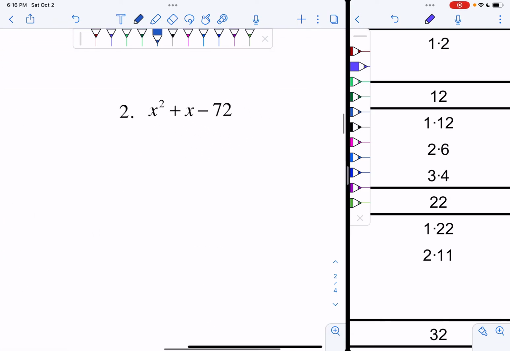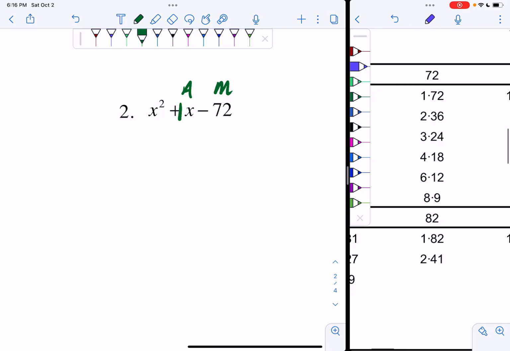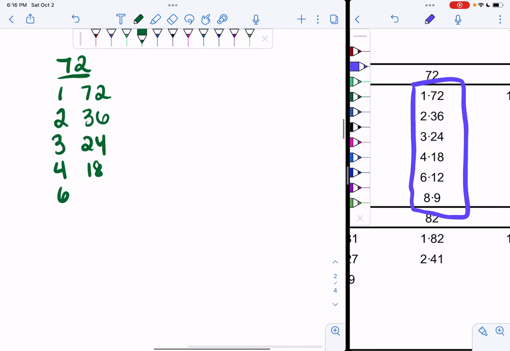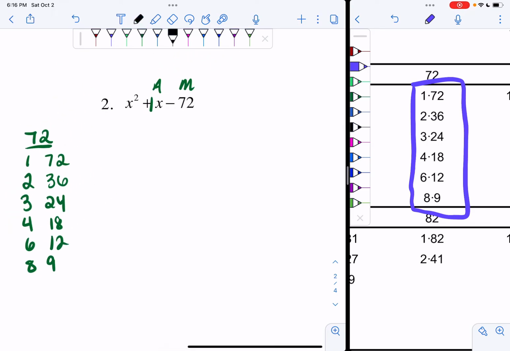Number 2, I have x squared plus 1x minus 72. I want to add up to 1 and multiply to negative 72. So I scroll down to 72 and I list all the factors of 72. They're right here. There's a bunch. The factors of 72 are 1 and 72, 2 and 36, 3 and 24, 4 and 18, and then 6 and 12, and 8 and 9. If I look, I want to multiply to negative 72 and add up to 1. So let's fill in our diamond with that missing information.